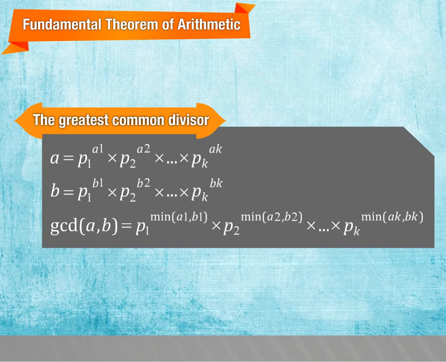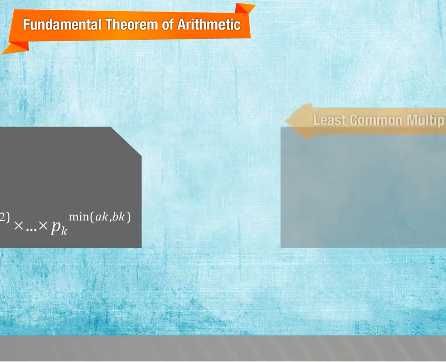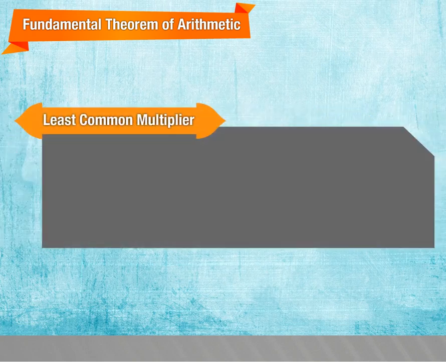GCD of a, b is equal to p1 to the power of minimum of a1, b1 into p2 to the power of minimum of a2, b2, and so on up to pk to the power of minimum of ak, bk.